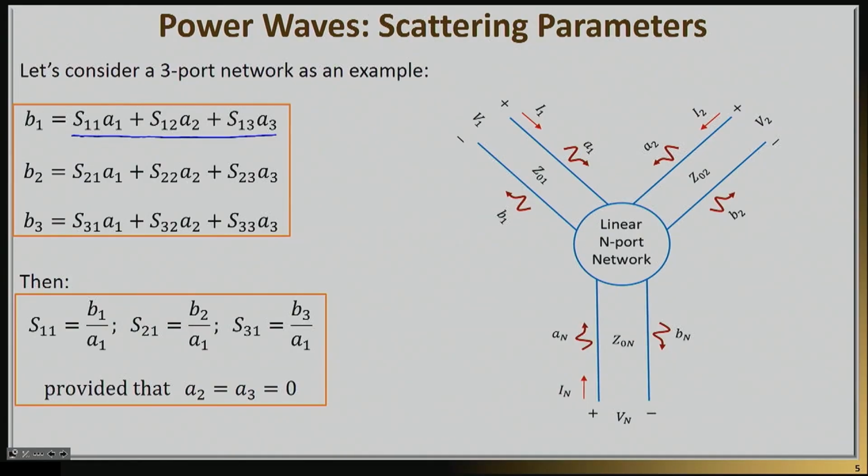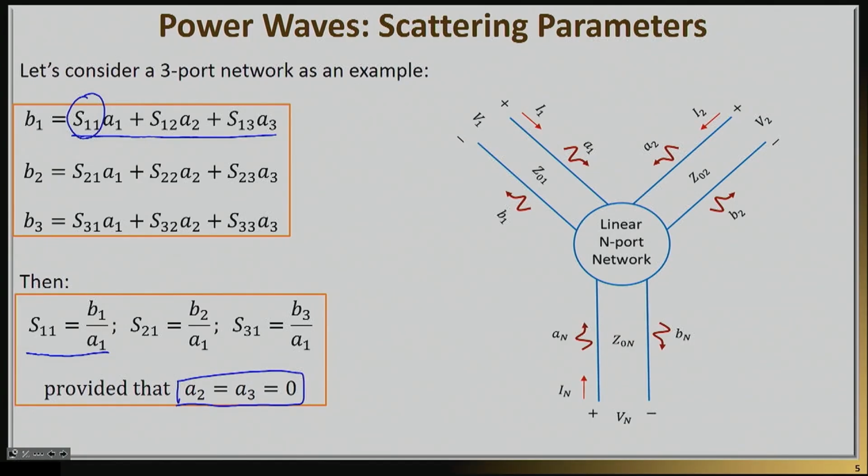So it doesn't really take much to realize that if I want to calculate any of those parameters, then I have to apply some conditions. For example, if I want to calculate the S11 parameter right here, then I can simply say that S11 will be equal to B1 divided by A1, provided that I can make A2 and A3 equal to 0. And that's obviously a direct consequence of the equation.